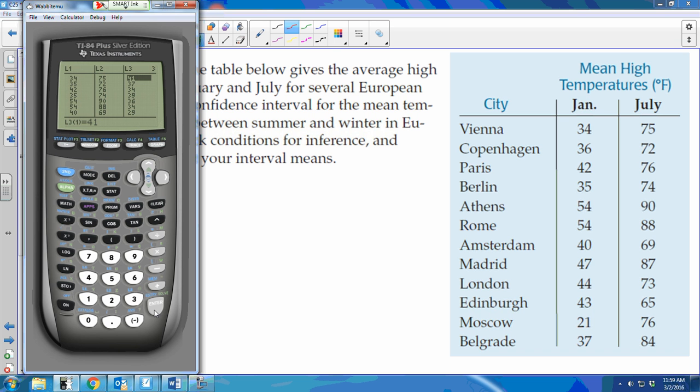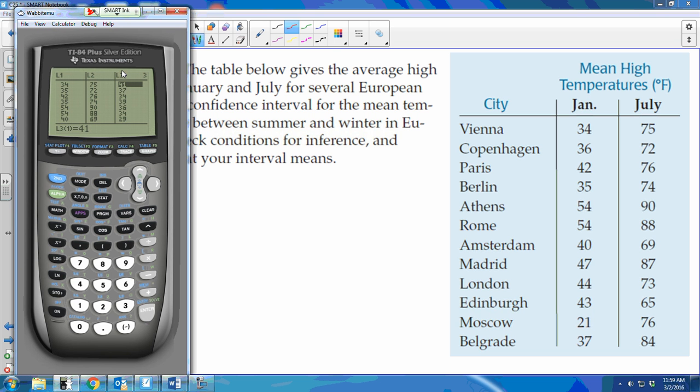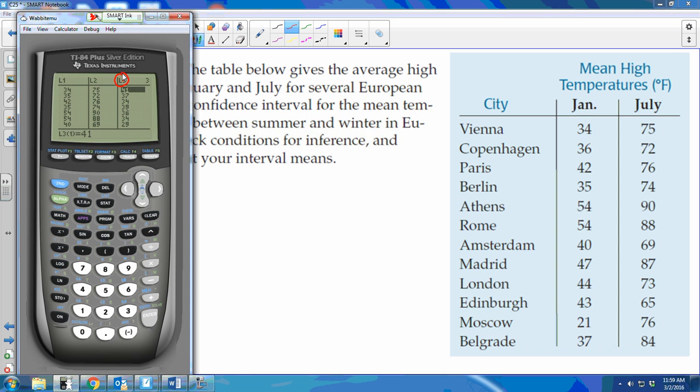We are only going to be using this list for everything that we do for the rest of the mechanics. I am only worried about the differences in the pairs, right? I couldn't care less about individual temperature in July. All right, so we need to look at a plot of list 3 then. I need to look at the plot of the differences.